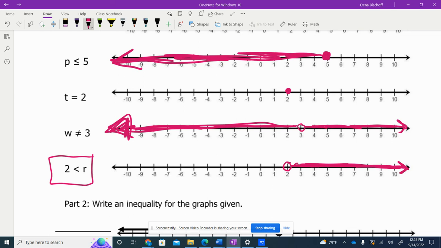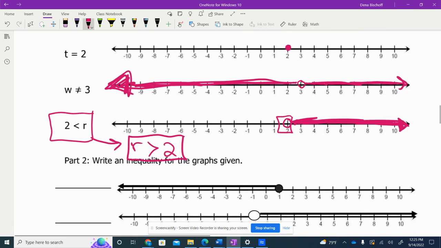Now, here's why. Is the variable term first here? No. I could rewrite this. This is the same thing as saying r is greater than 2. All the numbers that are greater than 2 is the same thing as saying 2 is less than all of the numbers. Okay? I really want you to write it like this. So if you have to change the order of the inequality the way it's written, you have to flip the sign.